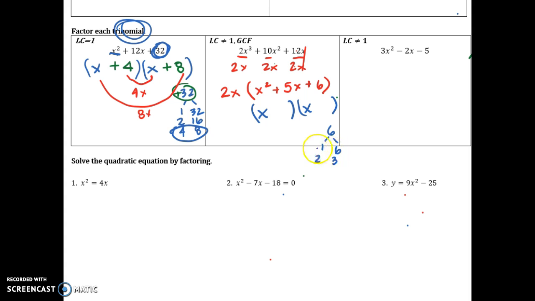Well, 1 and 6 can give you 5, but since it's a positive 6, I put 1 here and 6 there, and I rainbow 1x and 6x, that makes 7. That doesn't make 5. That doesn't really work.